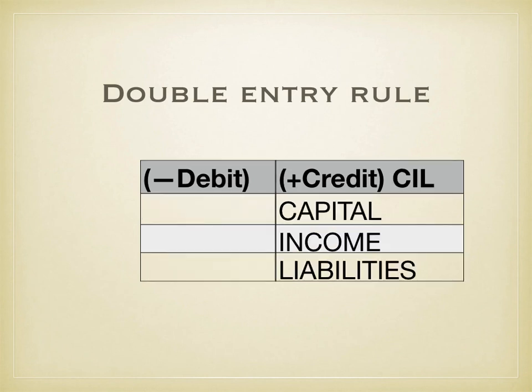Then we have CIL. CIL will increase on the credit side. So what do we mean by credit side? It means when the owner contributes more capital to the business, that amount will be recorded on the credit side.